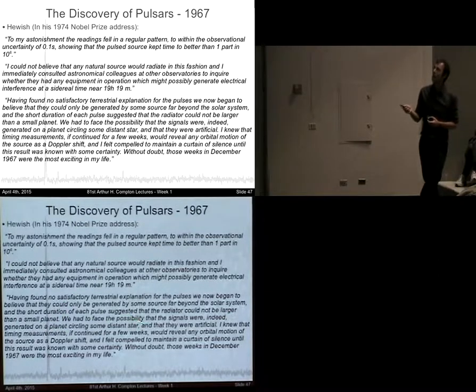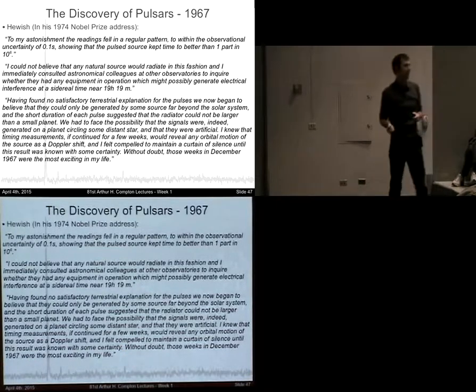We had to face the possibility that the signals were indeed generated on a planet circling some distant star and that they were artificial. I knew that timing measurements, if continued for weeks, would reveal any orbital motion of the source as a Doppler shift, and I felt compelled to maintain a curtain of silence until this result was known to some certainty. Without doubt, those weeks in December 1967 were the most exciting of my life.